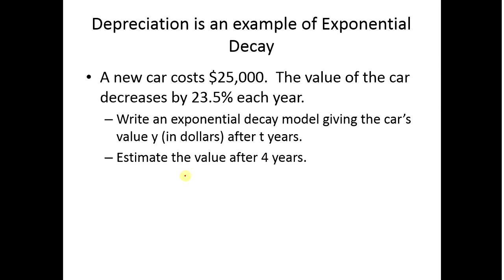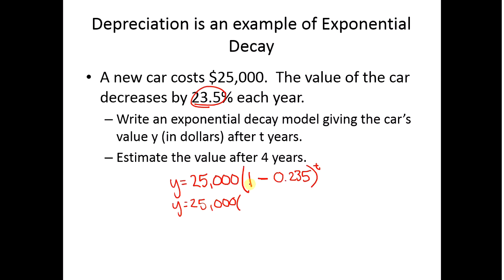It's going to be y equals my initial cost of this car, $25,000, times 1 minus my rate as a decimal, 0.235, to the t. So let's figure out what's inside the parentheses. What's 1 minus 0.235? 0.765, right? To the t. This is my model, so I've answered the first part of my question.